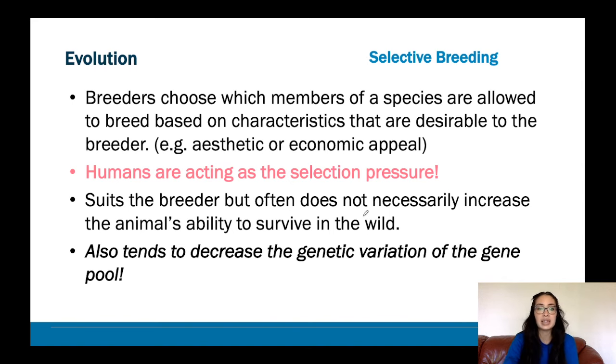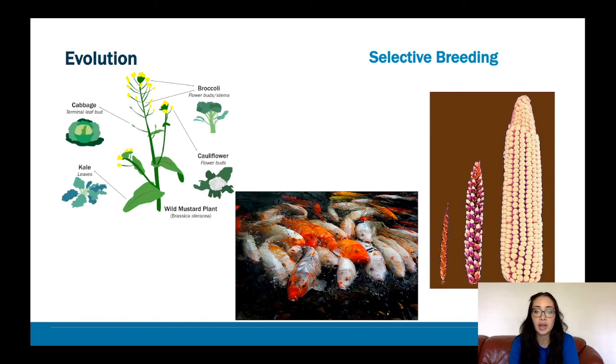Anyway, someone decides that something is a cool trait or a good trait, like maybe some cows which are really buff or better tasting, or with more meat. And so humans act as a selection pressure here, and they pick traits which they like.